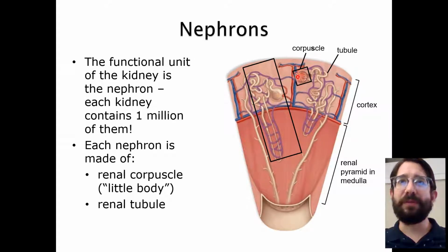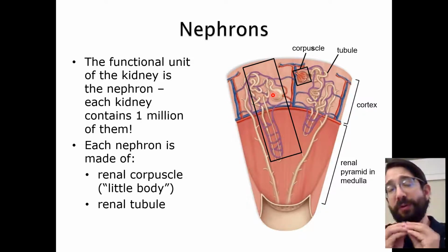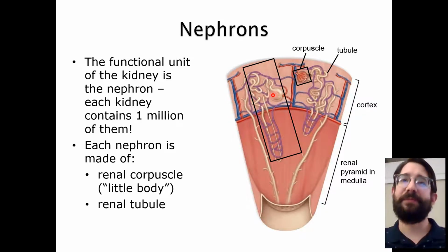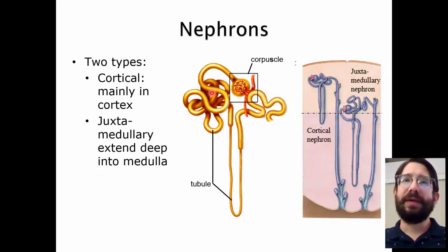A renal corpuscle, shown here and here, that means a little body, right? A corpse is a body. A corpuscle is a little small body. And everything else here is a tubule. So a little body and a little tube. Here's another view of a nephron, again with a corpuscle and everything else is a tubule.